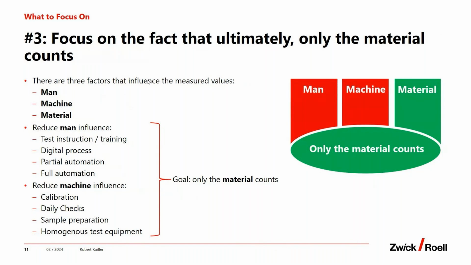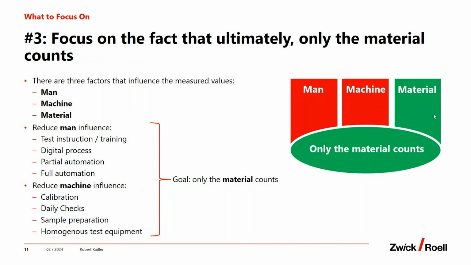Number 3, this is my personal favorite. Focus on the fact that only the material counts. If you see on the right-hand side, what is influencing the measurement result is the man, the operator. The operator is influencing the measurement results. The machine is influencing the measurement results. And the material is influencing the measurement results.